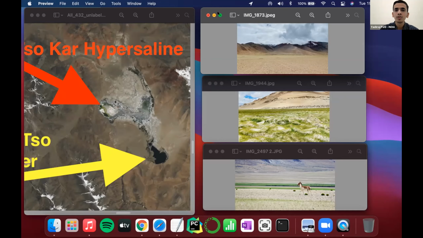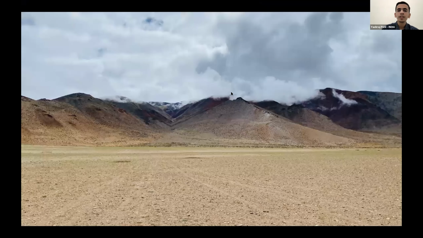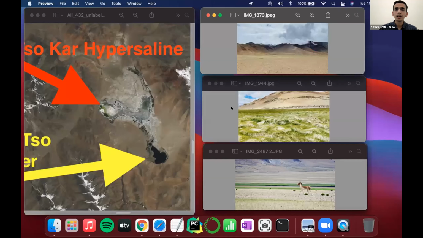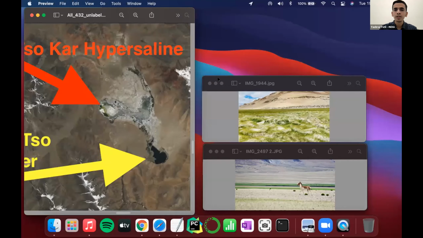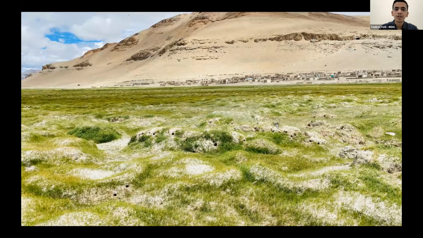You could see this paleo shoreline. So in the ancient time, the water level might have been 90 meters higher. Over here, the water was there, but soon it decreased in that manner. These are the moss mounds over here, and these are the rat holes.